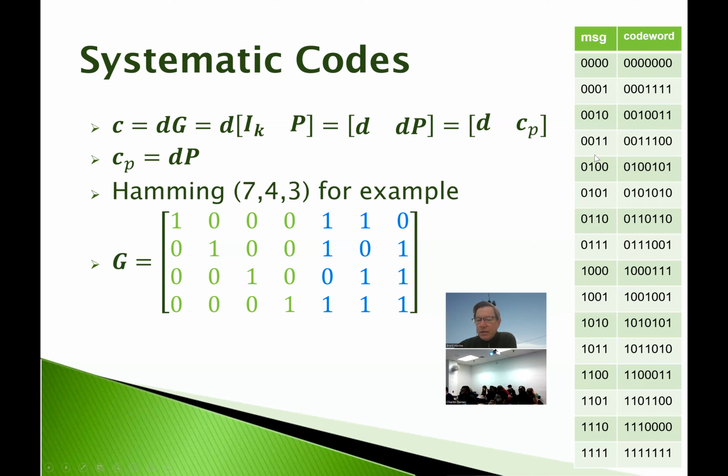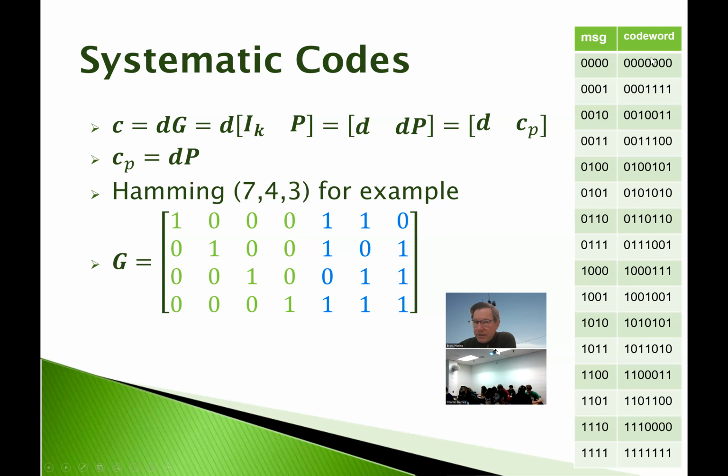So here's the set of messages and the code words that are associated with them. You'll see that this is a systematic code, and for each of these messages coming in, the first part is just replicated, right? 1010, 1010. The 101 is your parity bits. You can pick any one: 0011, 0011 with the parity bits 100.